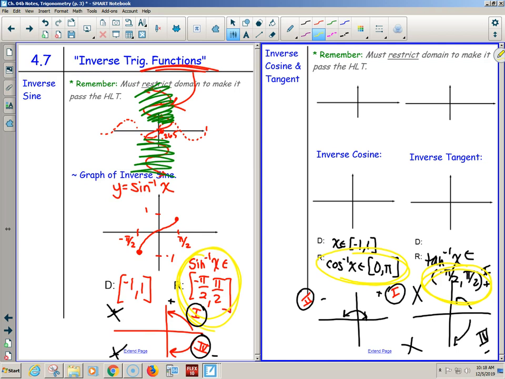What's also at negative pi over 2? Another asymptote. Well, we can't hit that one either. Now, can sine and cosine hit negative pi over 2 and pi over 2? Yes. Can cosine hit 0 and pi? Yes. But tangent can't. Okay, that makes sense. It's never going to be an answer. Well, wait a minute.